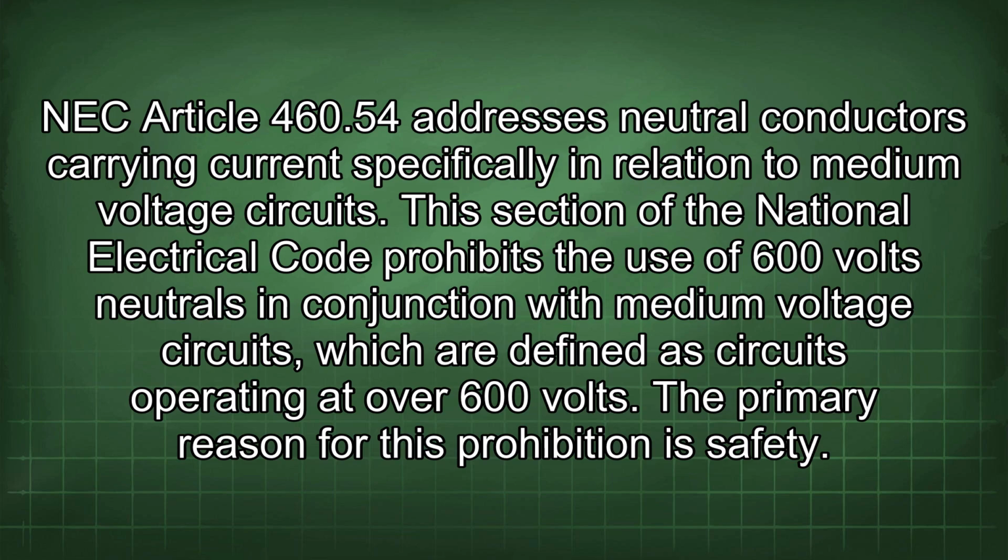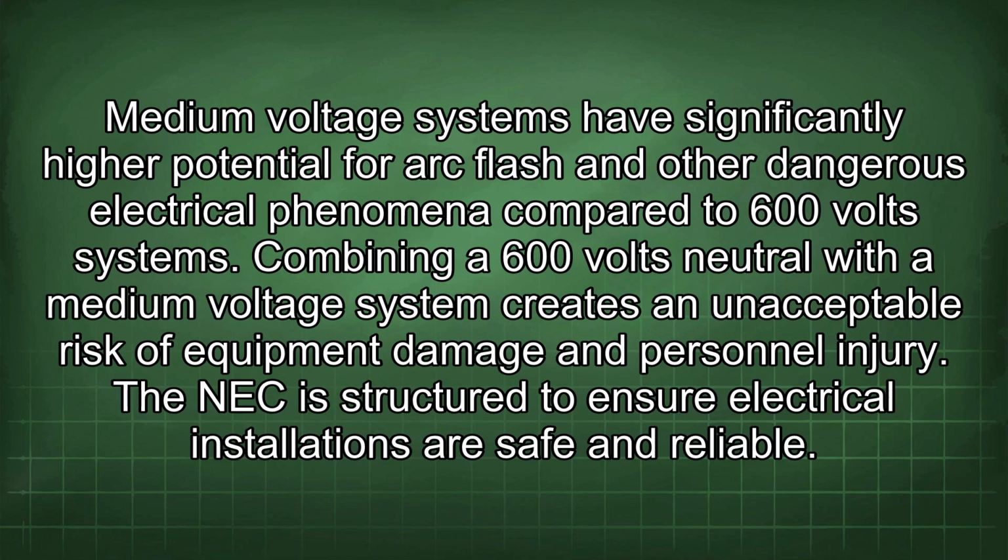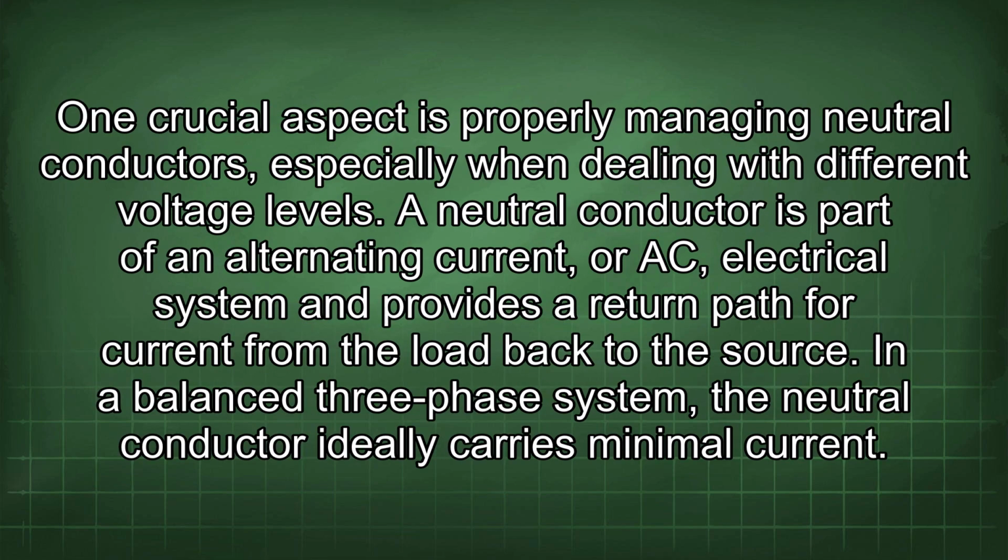The primary reason for this prohibition is safety. Medium voltage systems have significantly higher potential for arc flash and other dangerous electrical phenomena compared to 600 volt systems. Combining a 600 volts neutral with a medium voltage system creates an unacceptable risk of equipment damage and personnel injury. The NEC is structured to ensure electrical installations are safe and reliable. One crucial aspect is properly managing neutral conductors, especially when dealing with different voltage levels.